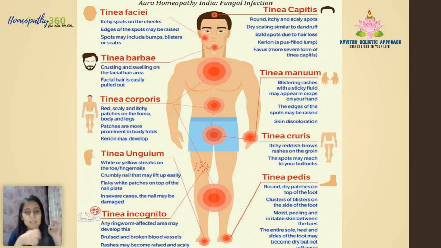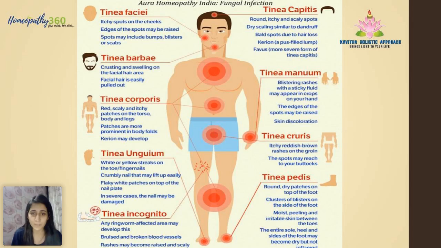And then we have tinea cruris, which is very commonly found. Like tinea corporis and tinea cruris are the two most common tinea we come across during our practice. Like the itchy reddish brown rashes occur over the groin region, and the spots may also reach the buttocks region.